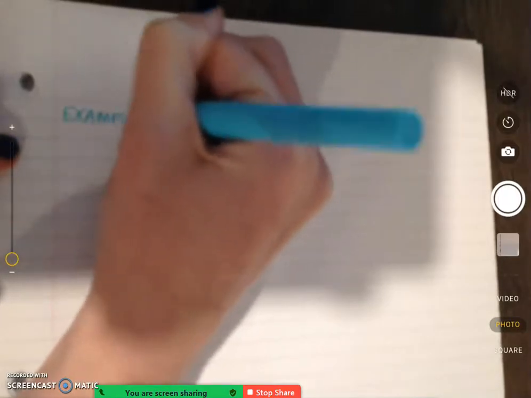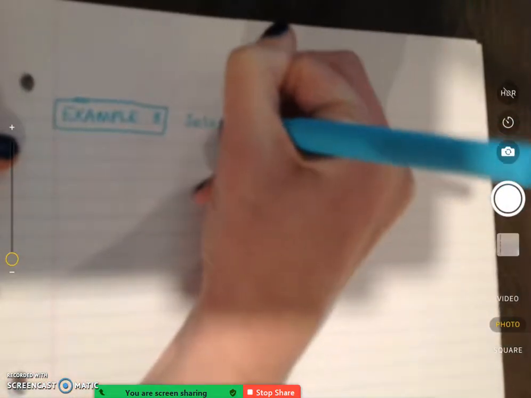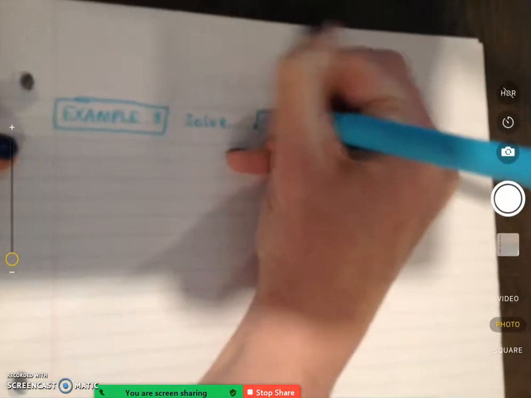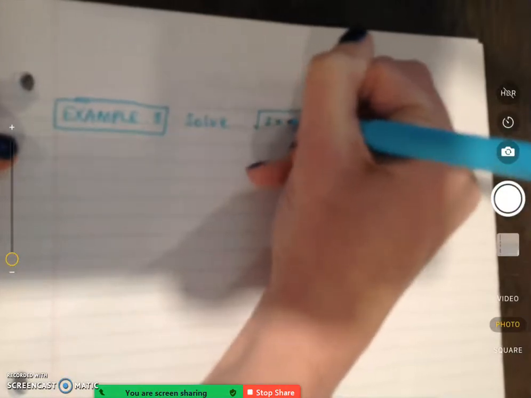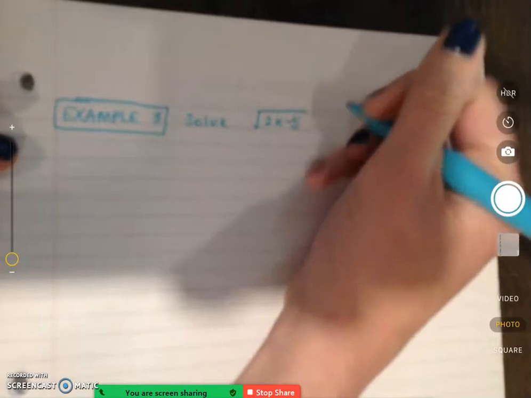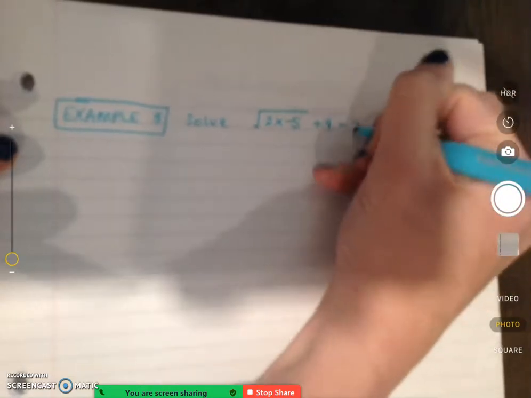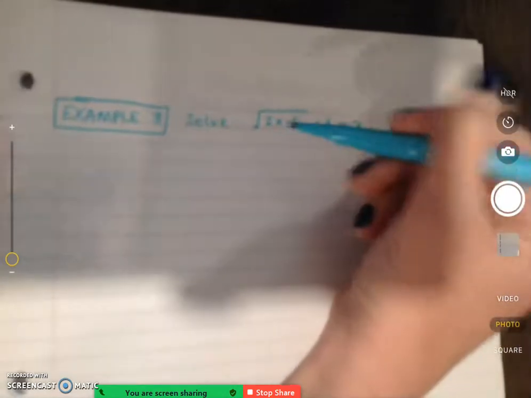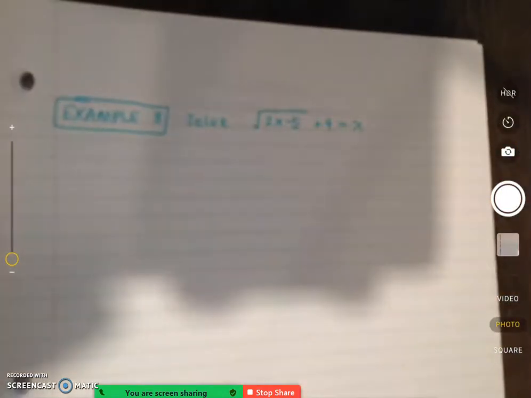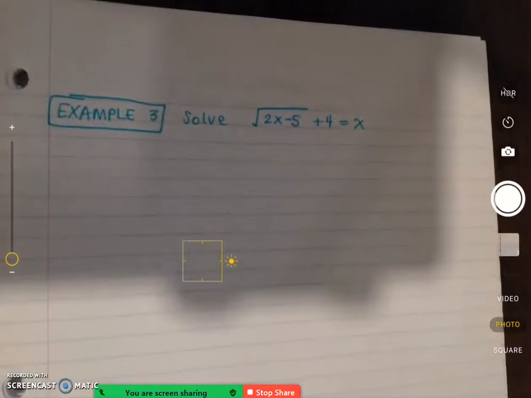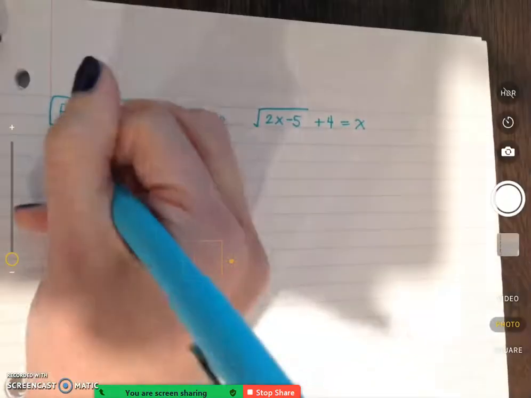Example 3. Solve the square root of 2x minus 5 plus 4 equals x. Now remember, this is a square root, so automatically I know I'm going to have to check at the very end, but the first step is the same.